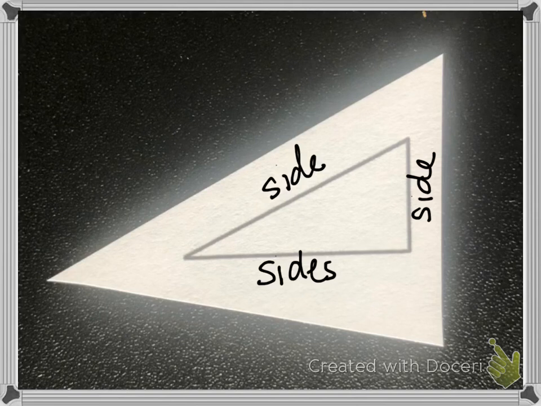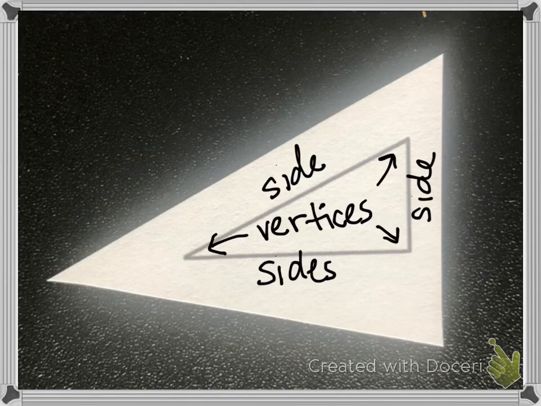When we were talking about our angle unit, we talked about those corners, and those corners, I would say, are called vertices here. So here, instead of calling those angles, we'll call them vertices. Okay, so it's referring to the corners, it's referring to the angles that are created in between the sides.